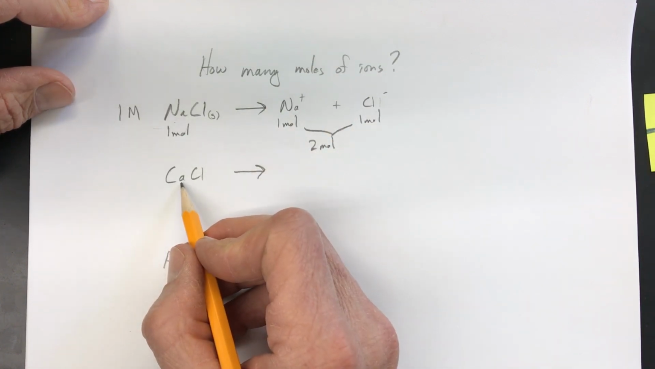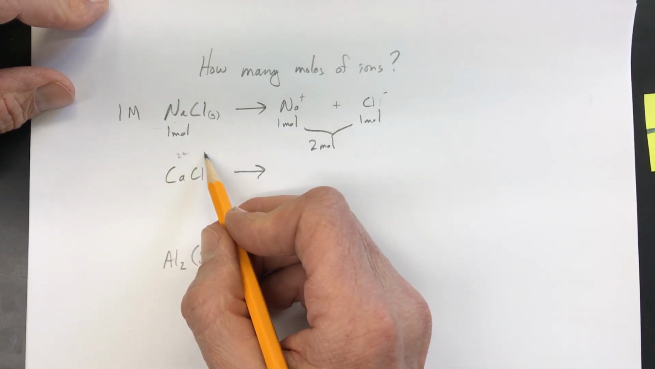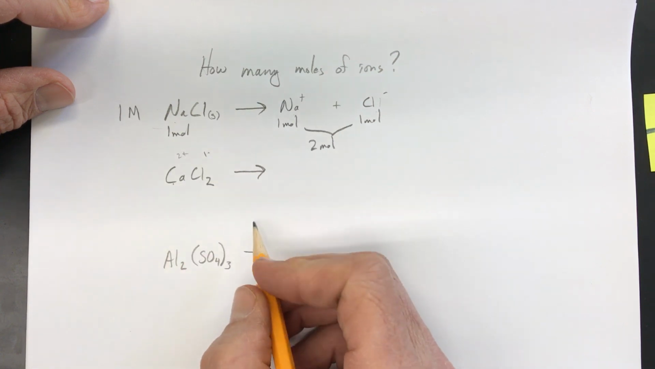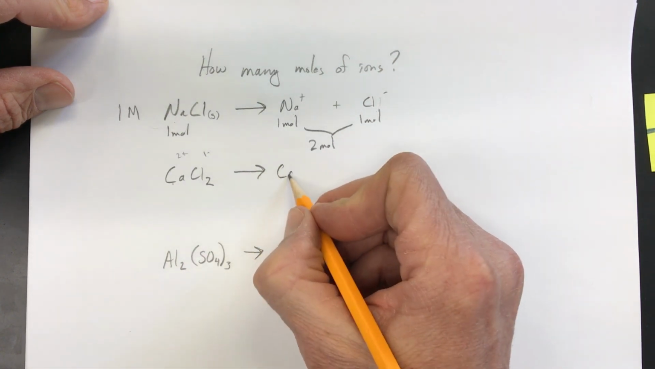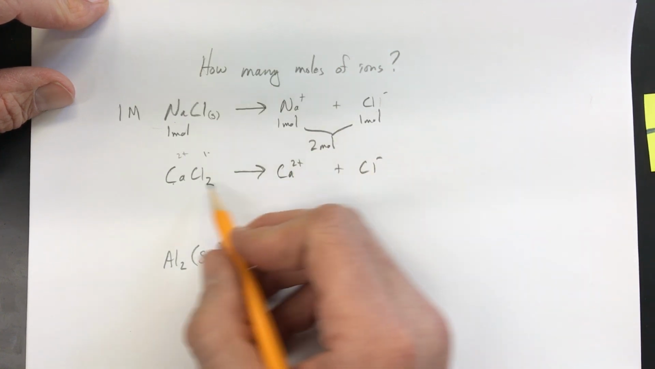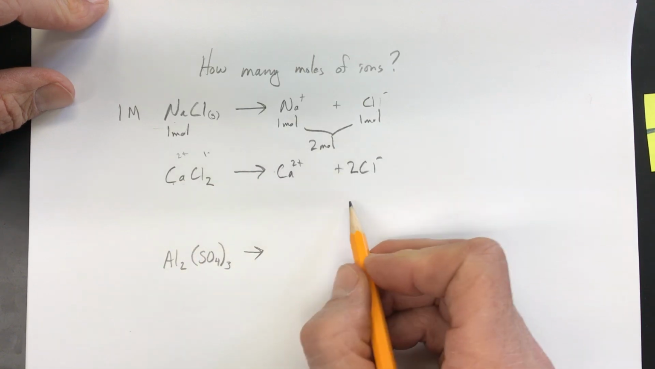What about something like calcium chloride? Well, calcium's a 2 plus, and chloride's a -1. So to balance this formula, I need to have 1 calcium and 2 chloride ions. So we will get calcium plus chloride. And to balance my formula, I'll still have 1 calcium, but I'll get 2 chloride ions.